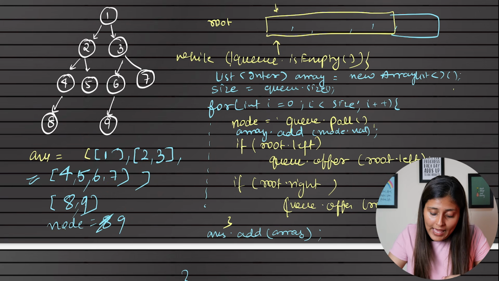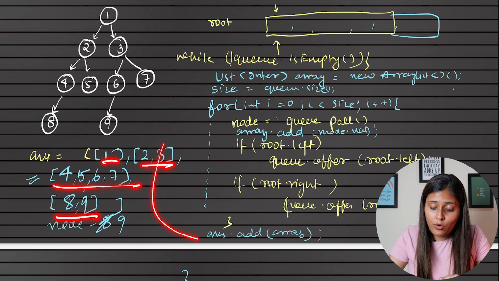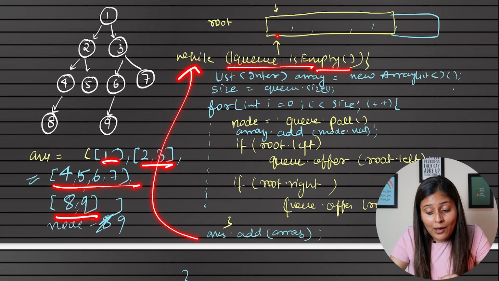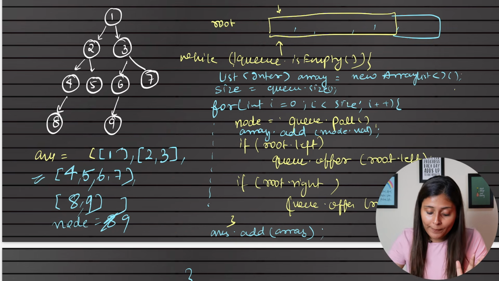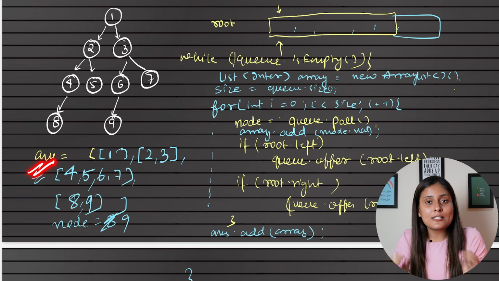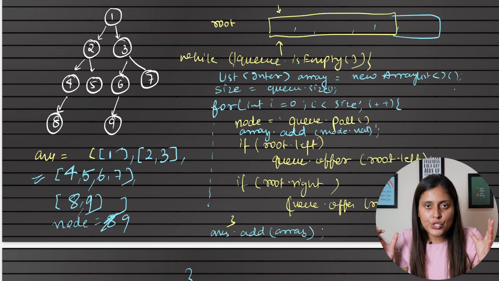So now our array will become what was expected: 1, 2, 3, 4, 5, 6, 7, 8, 9. Now again it will go: while my queue is not empty. This time it is empty. So we'll come out of this while loop. And now what are we supposed to return? This answer list. So this is what breadth first search calls for.